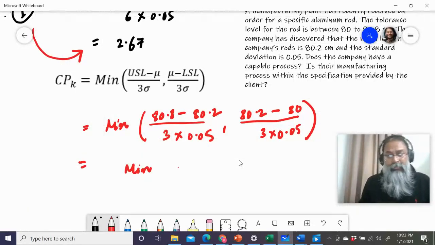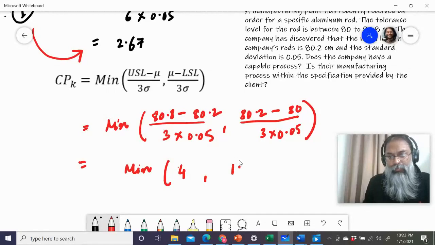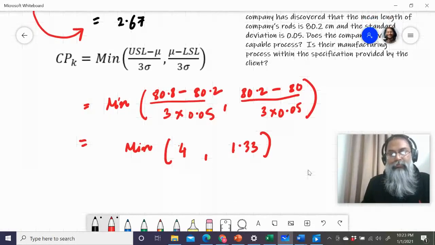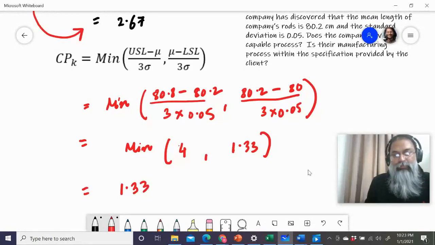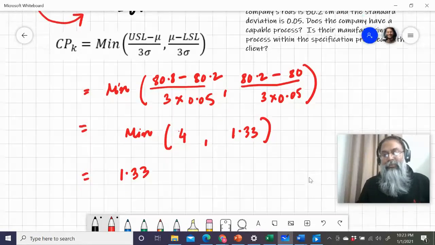Once we calculate, we'll get two numbers. One is 4 for this part, and then 1.33 for this one. So which one should we go with? Of course, the minimum one of the two, and that is 1.33. So CPK is 1.33. So what does it suggest?